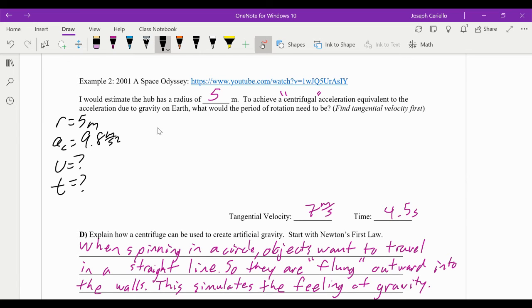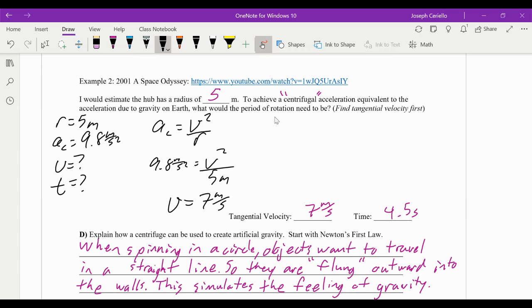So to get the tangential velocity, a_c equals v squared over r. a_c is 9.8 meters per second squared, v is our unknown, and r is 5 meters. Cross multiply and take the square root. v should end up being 7 meters per second.